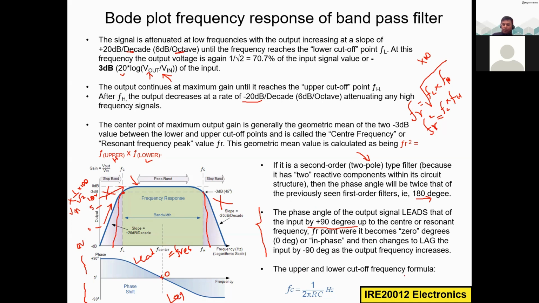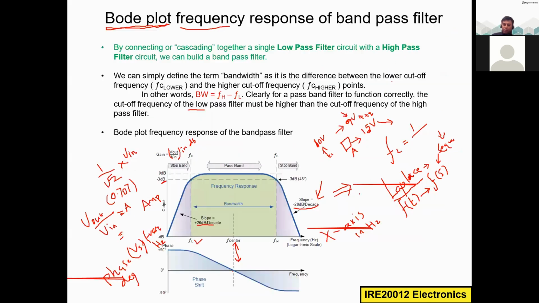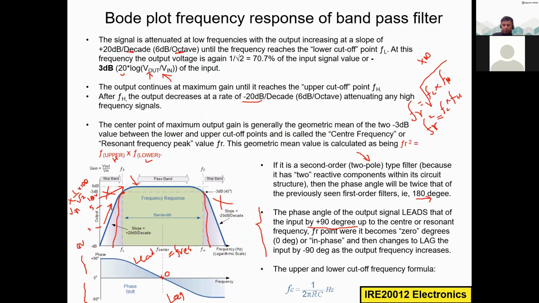Now for the upper and lower cutoff frequencies, the formula is the same: 1 divided by 2 pi RC. For example, the upper cutoff frequency is based on the high pass filter components, that is 1 divided by 2 pi R1C1. The lower cutoff frequency is based on the low pass filter components, that is 1 divided by 2 pi R2C2. But the formula is the same. Here I want you to remember this cutoff frequency formula, and I also want you to remember the resonant frequency formula: FR is equal to the square root of FH multiplied by FL.